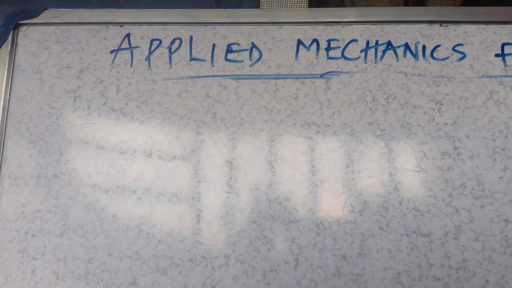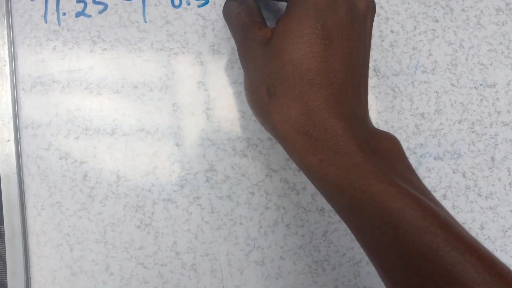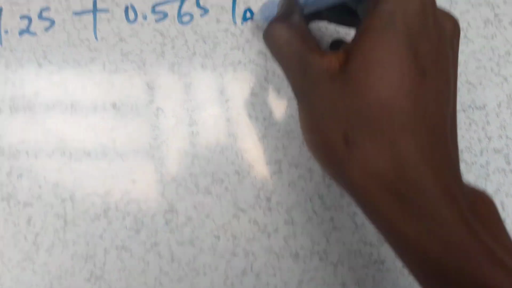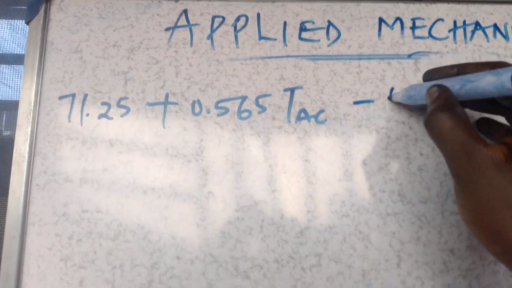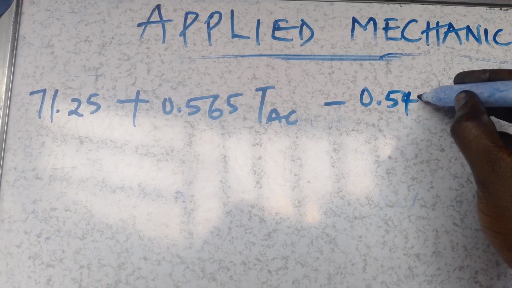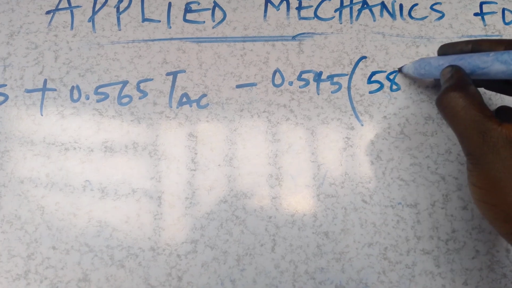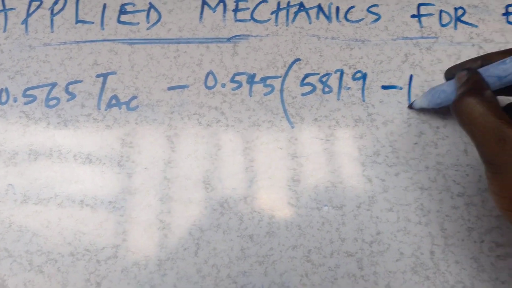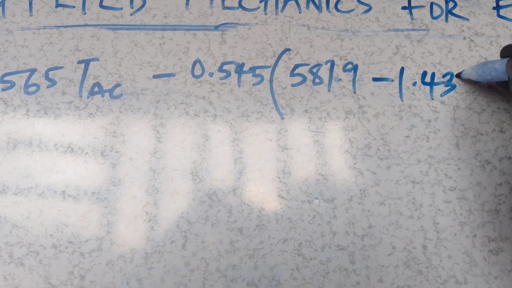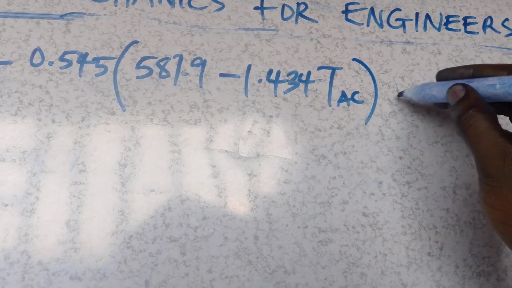So now I'll be having 71.25 plus 0.565 TAC minus 0.545 open bracket 587.9 minus 1.434 TAC close the bracket is equivalent to 0.